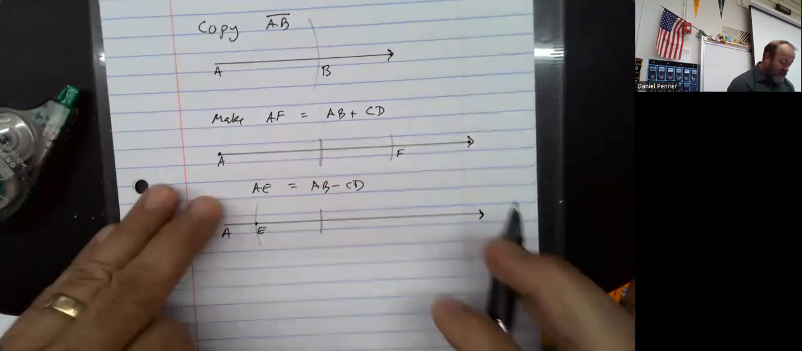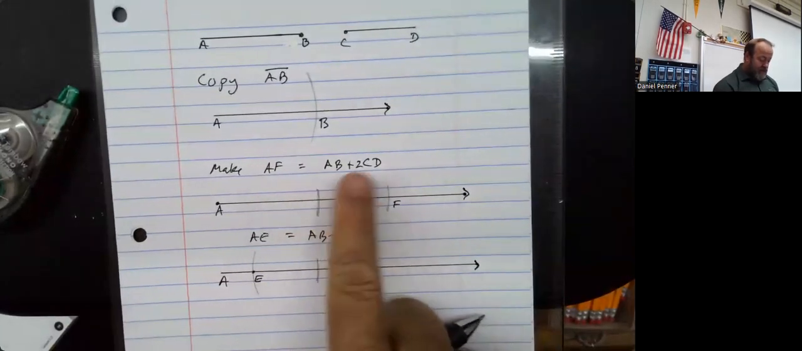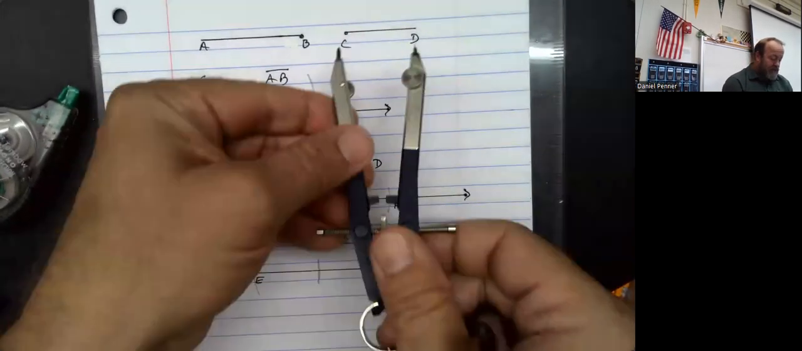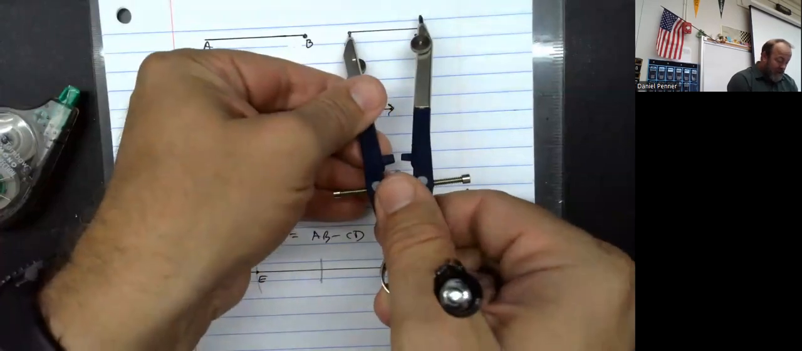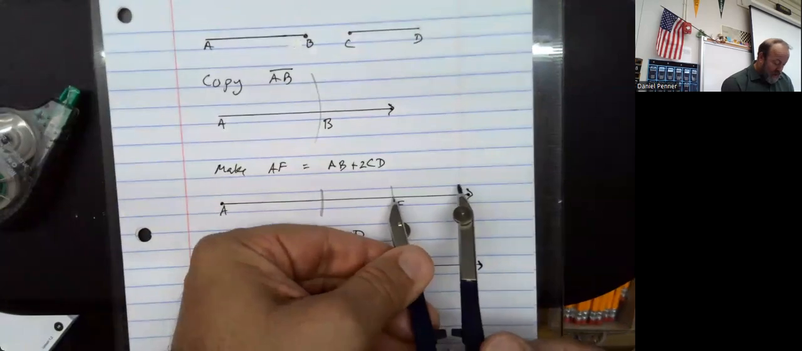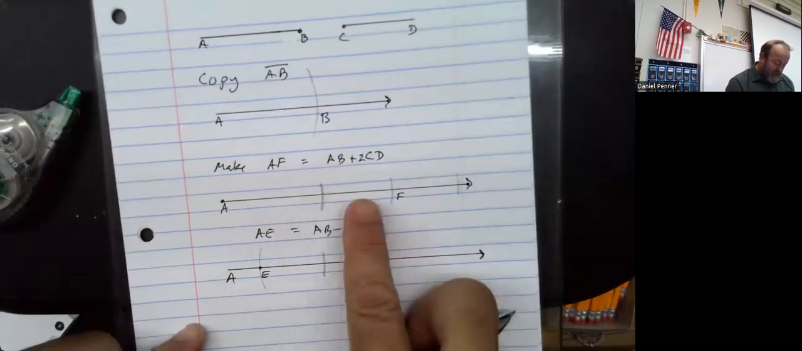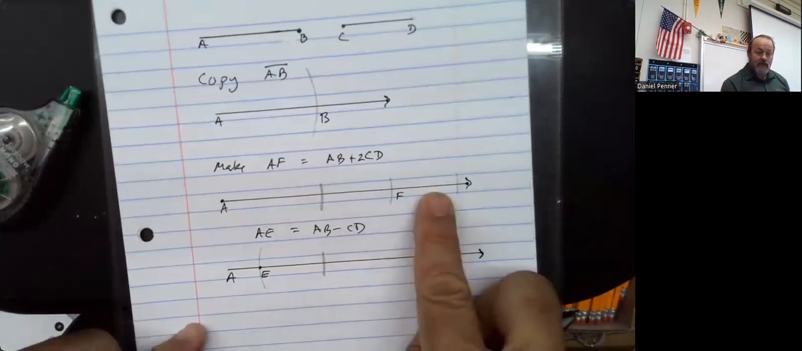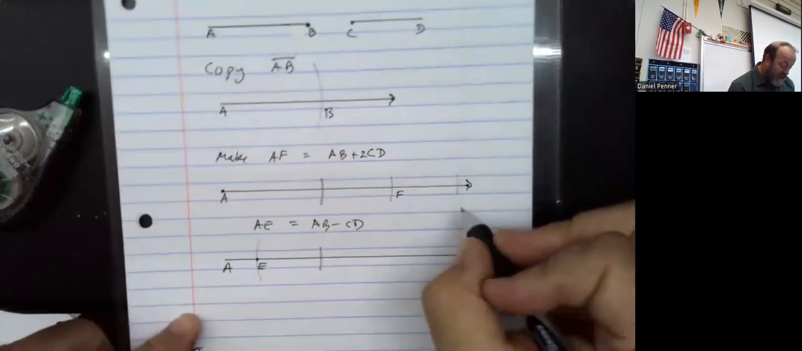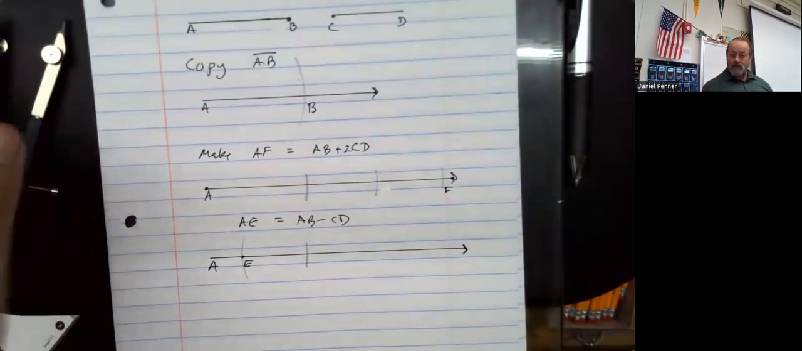I could, in fact, do one other thing, and I could maybe make it AF is AB plus 2 CDs, and then all I would have to do to make that happen is measure CD and go like this, and this would be 1 AB plus 1 and a second CD, and therefore F might be out here, if maybe that's the question that I have. So there's a variety of ways that we can do that.